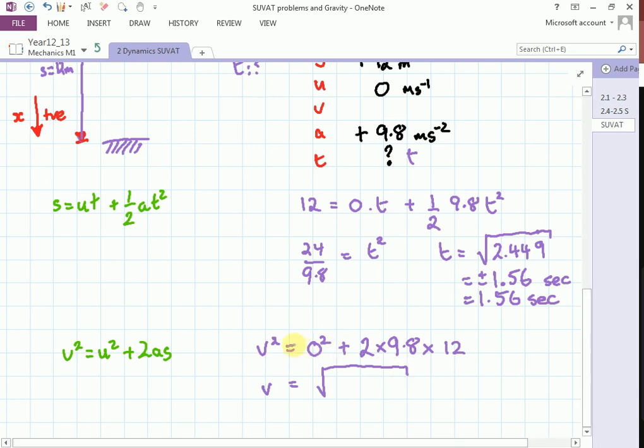So we start off with 235.2, and then square root it. No, that gave me a cube root. Square root 235.2, and that gives me 15.3 meters per second. And in both of these, notice 3 significant figures.